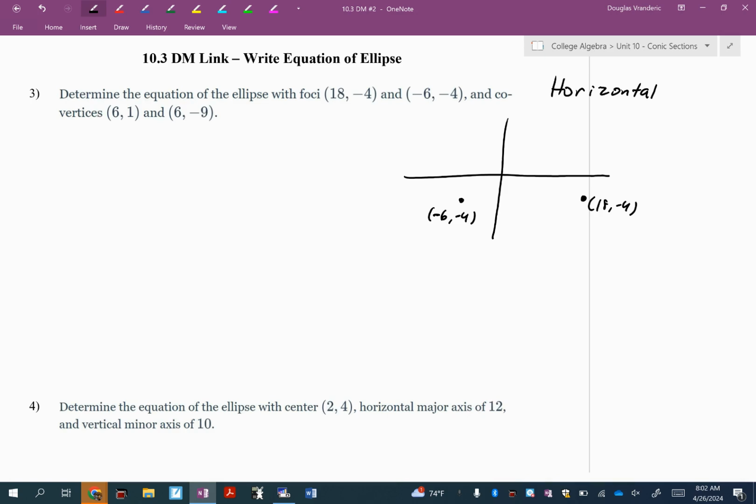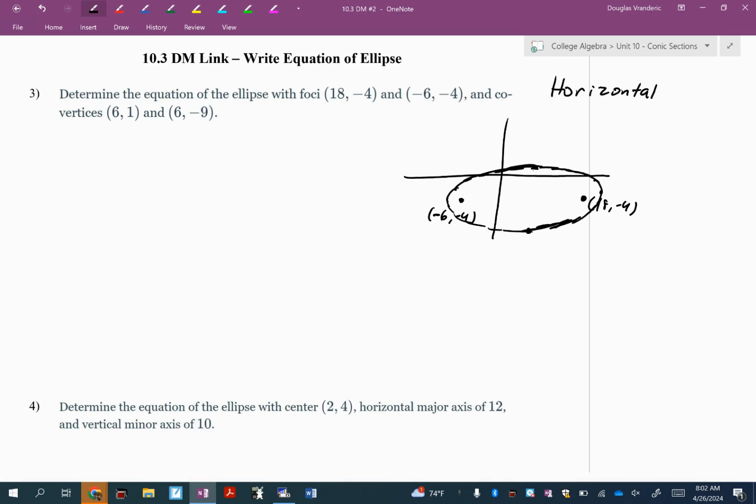And then let's plot the co-vertices. Should not surprise you that this is going to be 6, 1. I'm sorry, co-vertices. My bad, right there. Co-vertices. 6, 1, and 6, -9. So it kind of looks like this. Notice how I'm not going through the foci. Do you guys see how I drew it not through the foci? You don't draw through the foci. The vertices are a little bit past the foci.